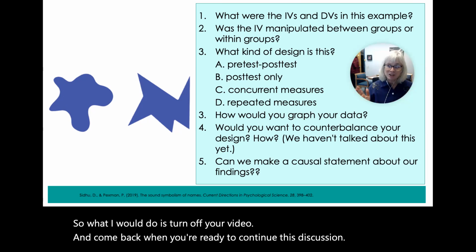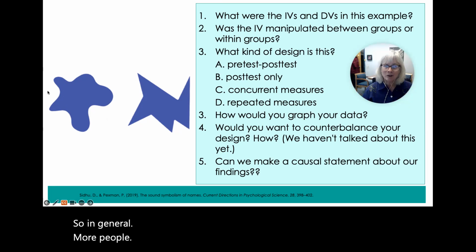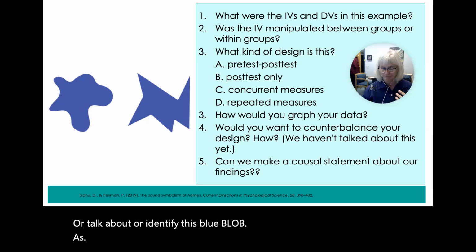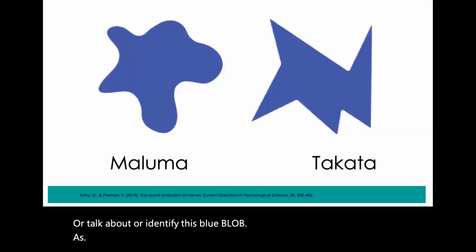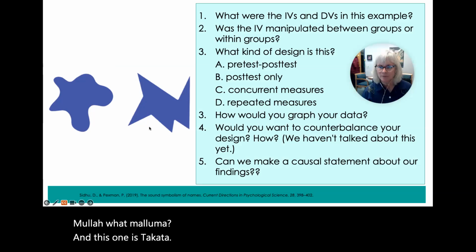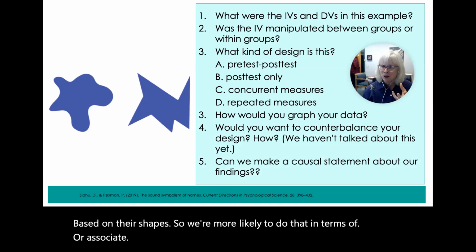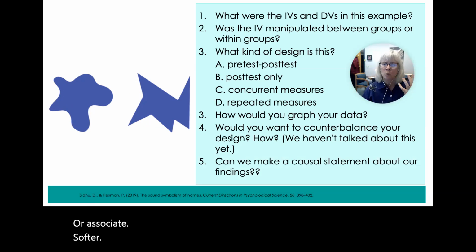So in general, more people identify this blue blob as Maluma, and this one is Takata, based on their shapes. So we're more likely to associate softer consonants with softer shapes and harder consonants like Takata with harder shapes.